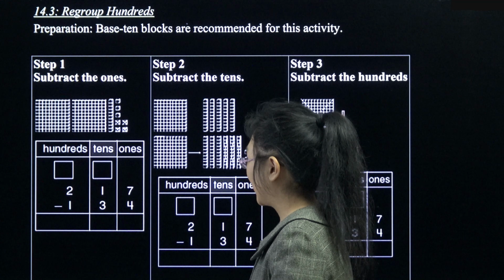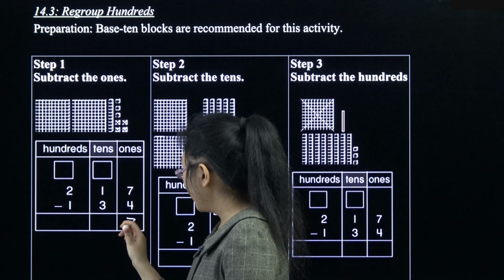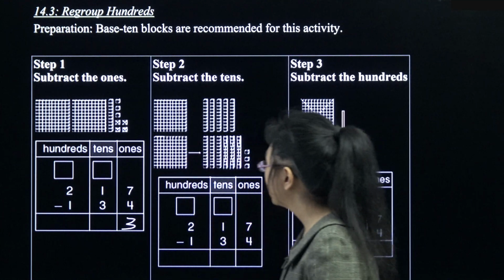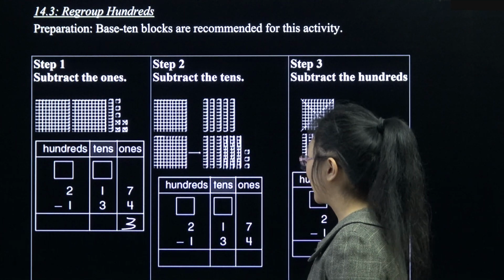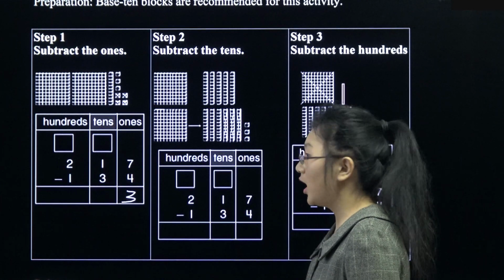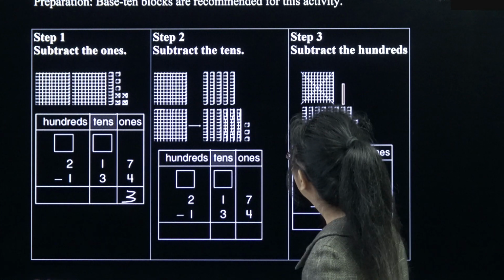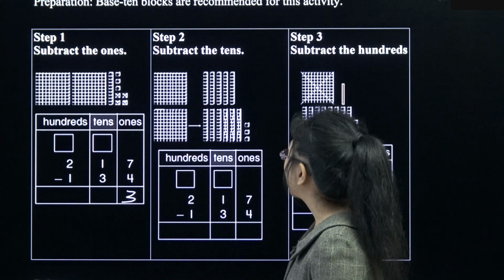Step 1, subtract the ones. 7 minus 4. Yay! Step 2, subtract the tens. 1 minus 3. Oh no! We can't do that. So what do? We regroup 100.